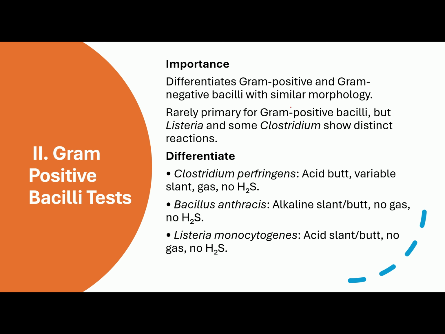TSI differentiates gram-positive and gram-negative bacilli with similar morphology. It is rarely used primarily for gram-positive, but Listeria and some Clostridium show distinct reactions. It differentiates C. perfringens: acidic butt, variable slant, gas, no hydrogen sulfide. So may possibility, class, Clostridium perfringens would show as A over A or A over K. Alkaline slant naman or butt, no gas. So if it's alkaline, K over K, no gas, no H2S, for Bacillus. Listeria monocytogenes: A over A, no gas, no hydrogen sulfide production.